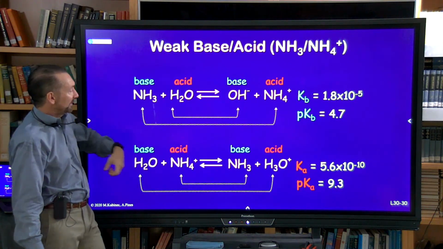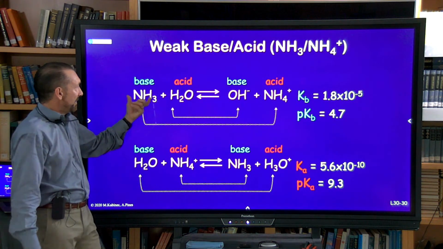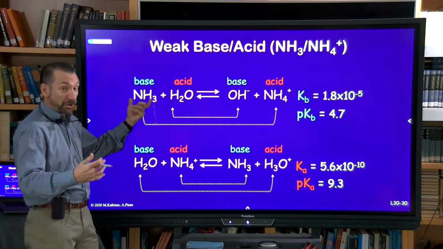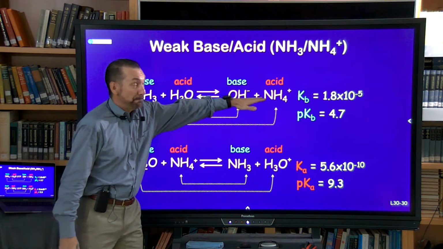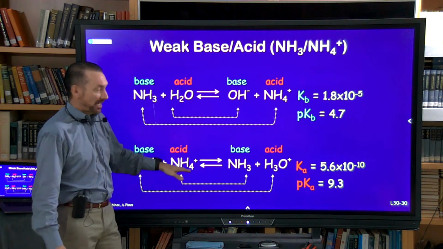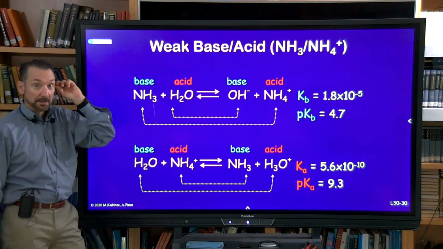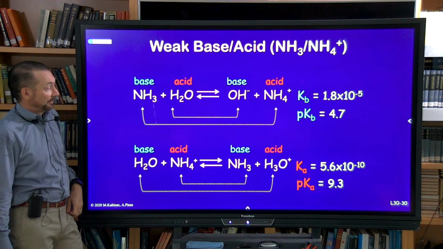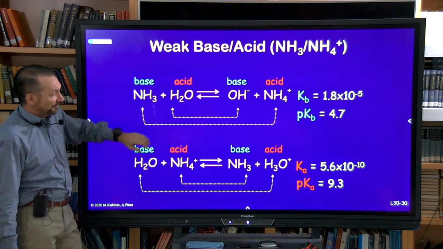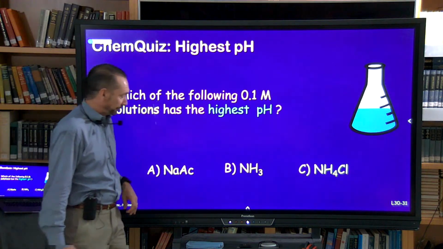There's the base, there's the conjugate acid. This one is the stronger. It has the bigger K. And the conjugate acid has the smaller. It's the weaker base. So we see those things are going to be linked.